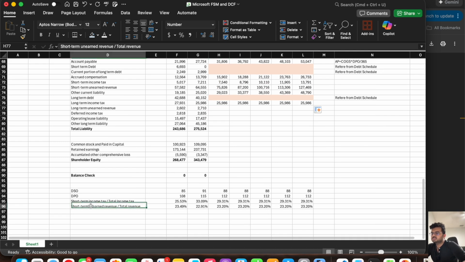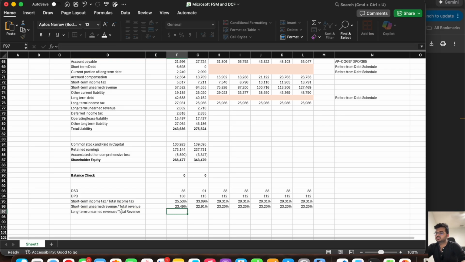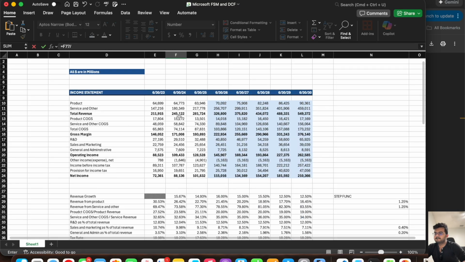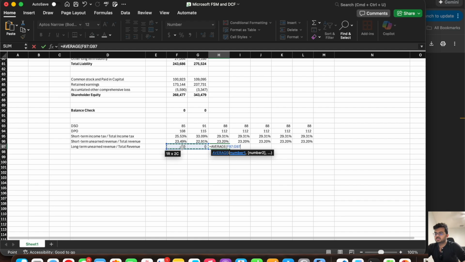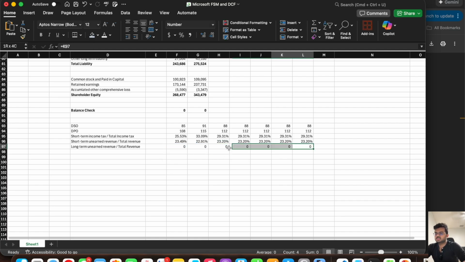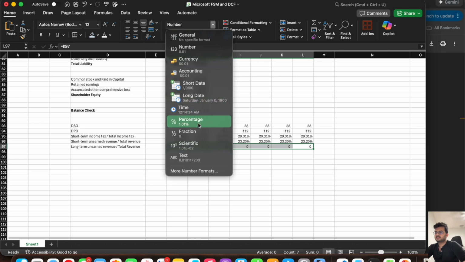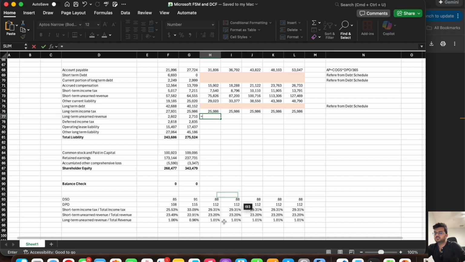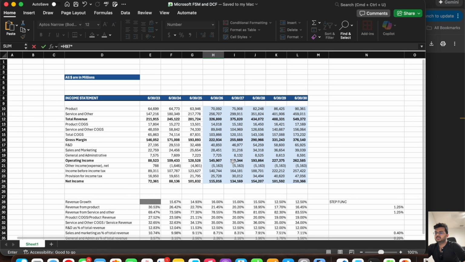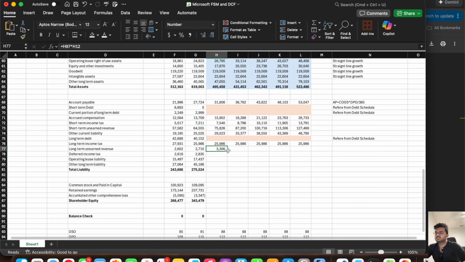Then similar to the short term unearned revenue, Microsoft has also reported one line item as long term unearned revenue. So I'm going to do the same analogy here, divide it by total revenue, figure out the number and assume that it is going to grow further. Then this one will be the average of these two, and everything should be a percentage. So it's just like 1% of total revenue. I'm going to do the same, multiply it with the total revenue, and we'll get this number.